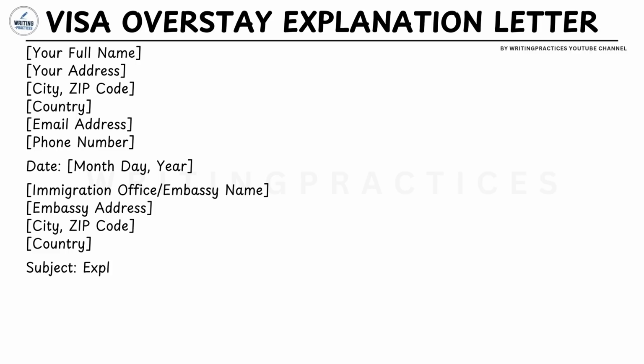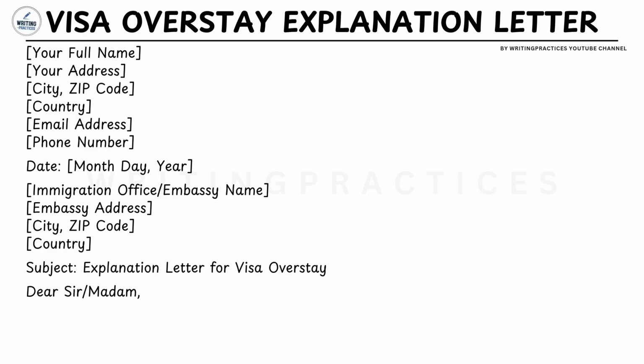Subject line, purpose of the letter. The subject line should clearly state the purpose of your letter. In this case, you should write, Explanation Letter for Visa Overstay. This allows immigration officers to immediately understand what your letter is about. Salutation. Addressing the immigration authority. Since you don't know the exact name of the officer handling your case, use a general but professional greeting. Dear Sir or Madam. This keeps the tone respectful and formal.